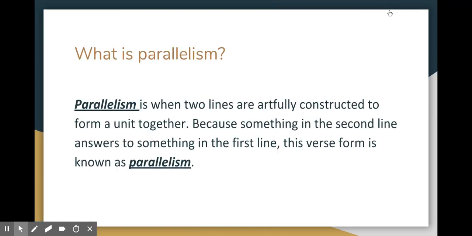So what is parallelism? Parallelism, as you can imagine from the word parallel, is when two lines are artfully constructed to form a unit together. Because something in the second line answers to something in the first line, this verse form is known as parallelism. So you can literally think of two lines that are parallel to each other. They are going in the same direction. And so we're going to see that in these examples.